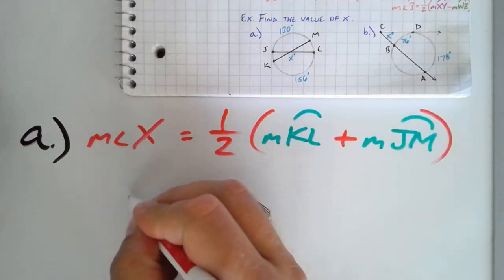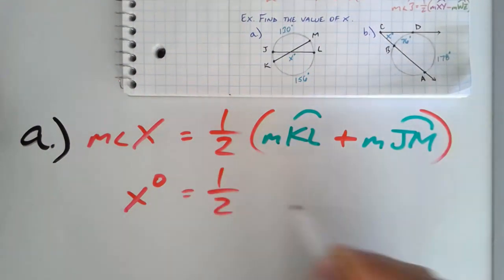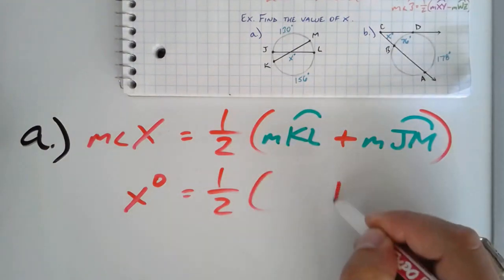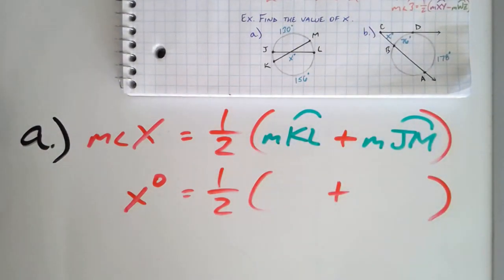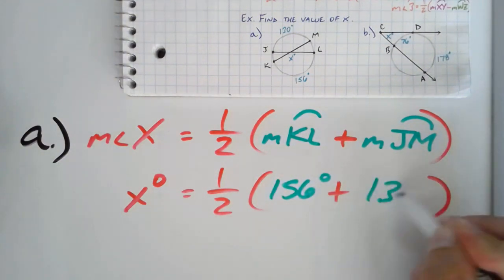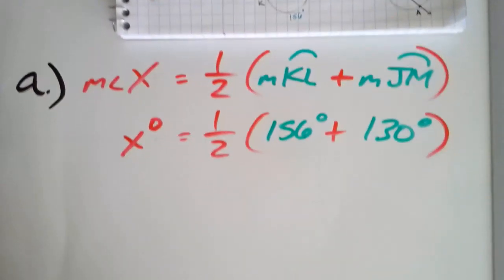So measurement of angle X here is literally what I'm solving for. It's X degrees. Be aware that it won't always just be X. Maybe it's like 5x minus 7 or something like that. So whatever it is, you're setting yourself up with the traditional algebraic equation. But I'm going to take 1/2 of the sum of those arc measures. I happen to be told what both of those are explicitly. Arc KL is 156 degrees. JM is 130. I'm literally taking the average between those two numbers.